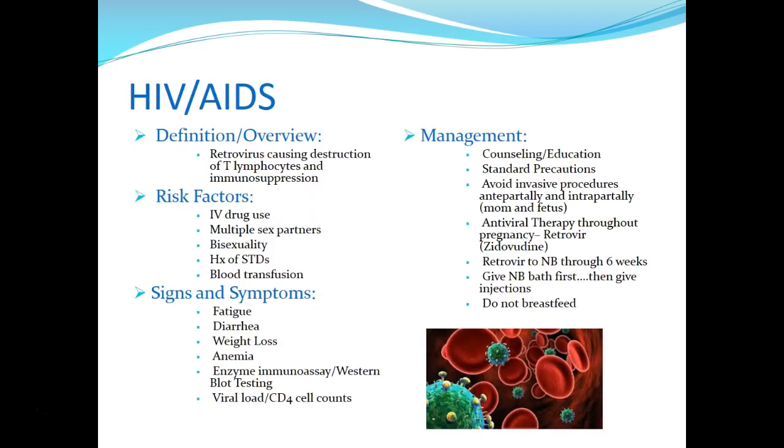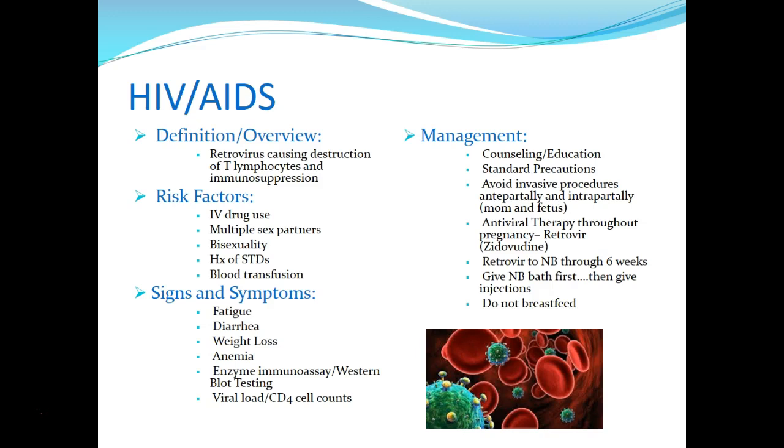and we're going to start off with HIV and AIDS. So what is HIV and AIDS? This is a retrovirus that causes destruction of the T lymphocytes in the body, and it causes great immunosuppression. Risk factors for people are IV drug users, multiple sex partners, bisexuality, people with a history of STDs, and blood transfusions prior to, I believe, 1980 something.